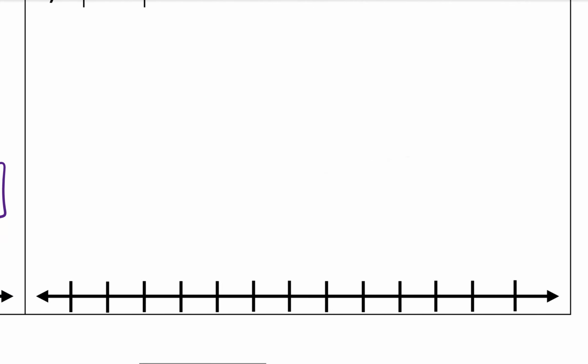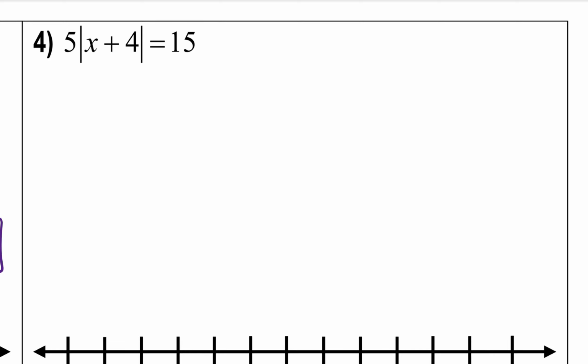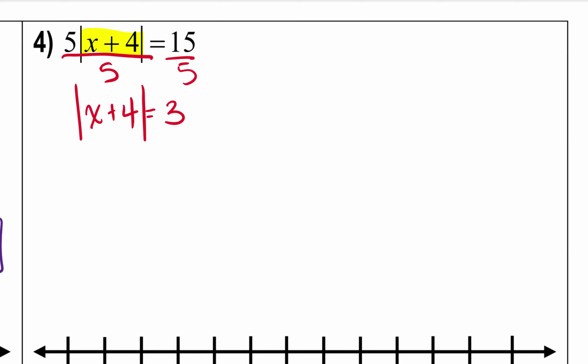So let's try one more time. On 4, I want to get the absolute value by itself. Divide by 5. So I have absolute value of x plus 4 equals 3. Now we can split it up. Positive and negative, and we solve.